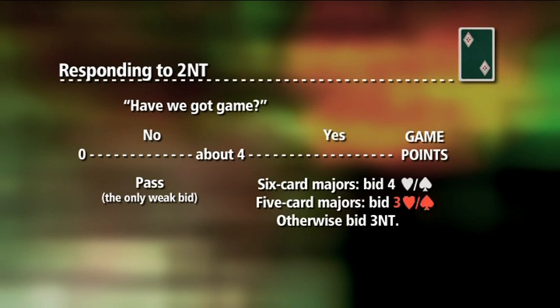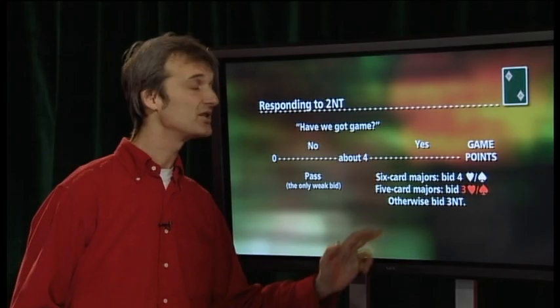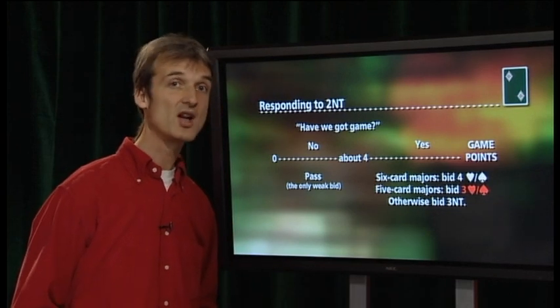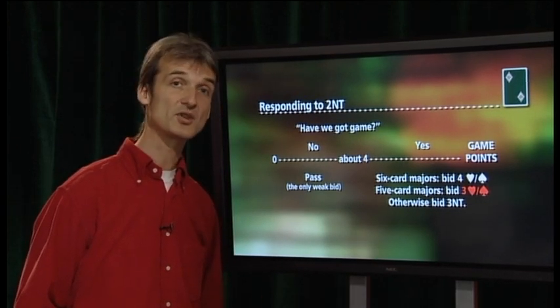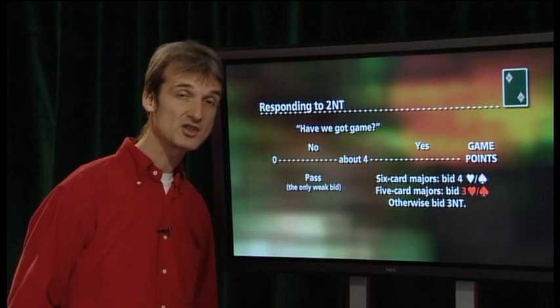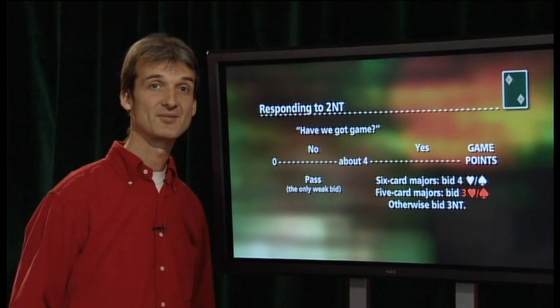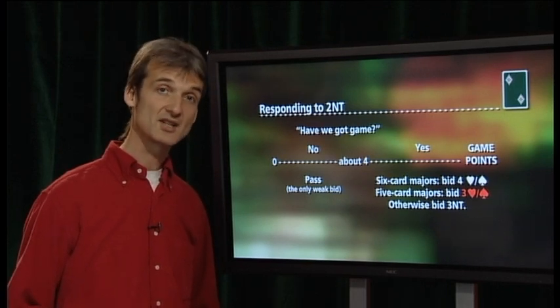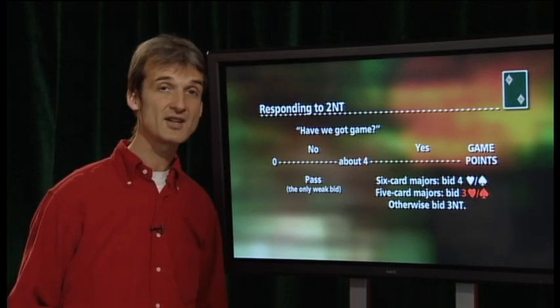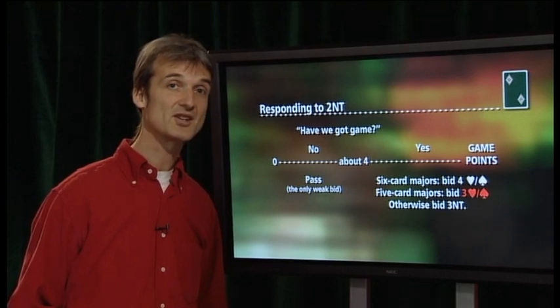If we have a 6-card major ourselves, then we jump to 4 of the major, and if we have a 5-card major, then we bid 3 of the major to ask the 2 no trump opener whether he has 3-card support, whence he will bid 4 of that major, or just 2 cards, whence he will bid 3 no trumps. So now what we're going to have a look at is Claire's hand, and let's see if you can find the correct response to the 2 no trump opener.